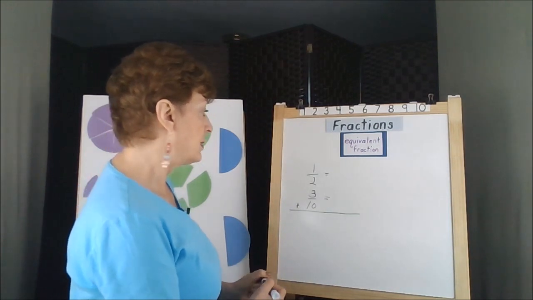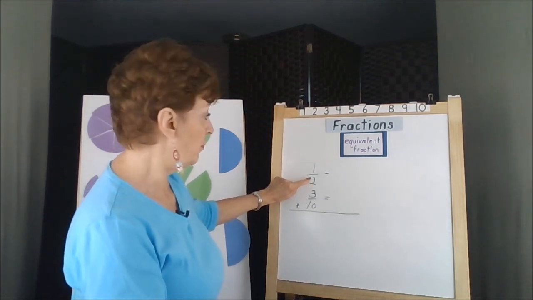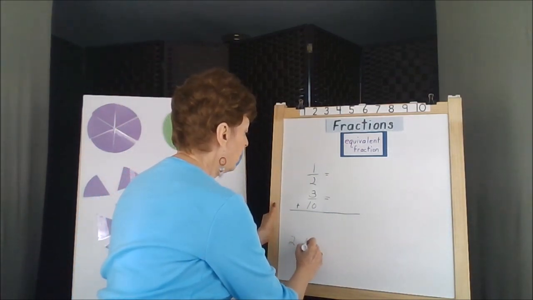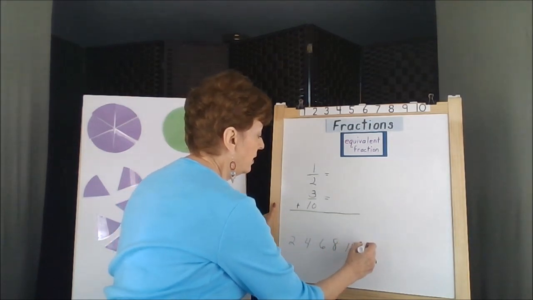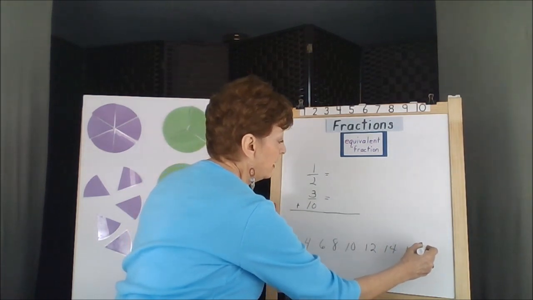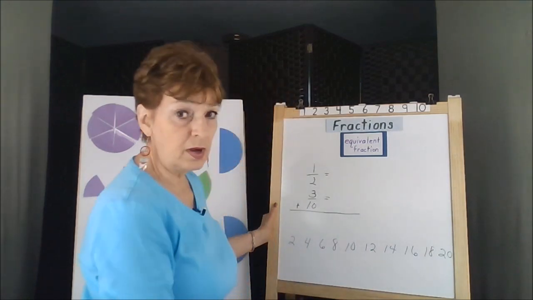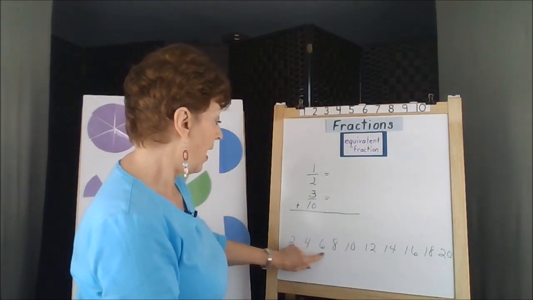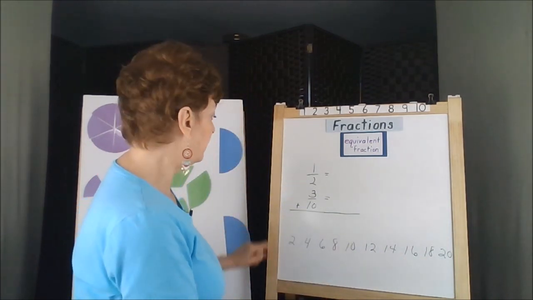So let's make a line of multiplication for the 2's. We would have 2, 4, 6, 8, 10, 12, 14, 16, 18, 20. Multiples go on and on to infinity. So that's all I can put on my board. We'll stop there for a minute.